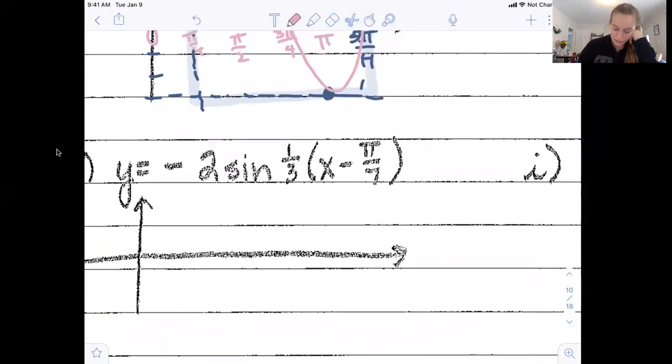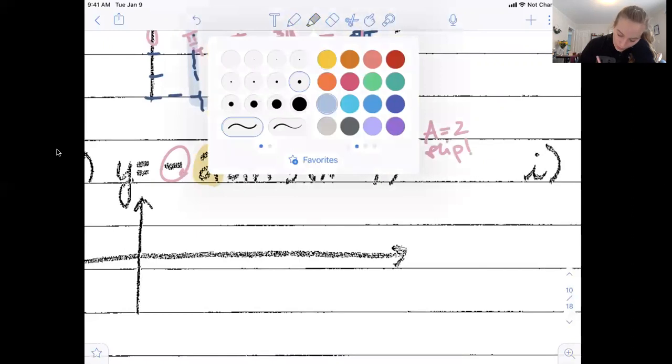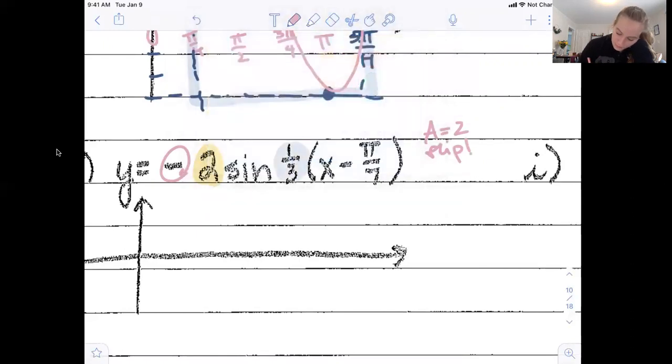All right, here, negative 2 sine of 1/3 x minus pi over 7. Got another ugly fraction, but we can handle it. My 2 is my amplitude, and the negative makes it flip. A equals 2, flip. My 1/3 is affecting the period. So my period is 2 pi divided by 1/3. Well, that's like 2 pi times 3, which is 6 pi. Okay, that's not too bad.